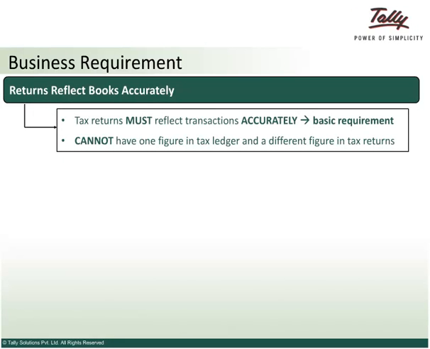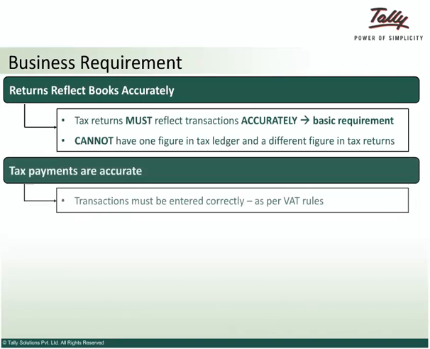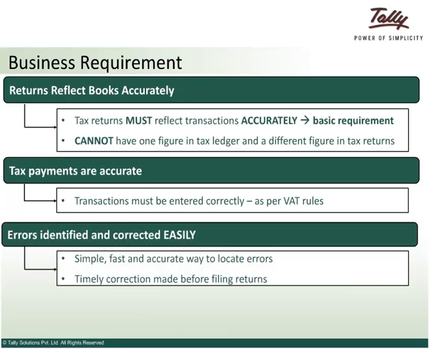Typically, every business would want to ensure that returns reflect books accurately. The tax returns must reflect the underlying transactions accurately. This is a basic requirement. The figures in the tax ledgers and the tax returns cannot be different. Tax payments must be accurate. To ensure that returns are accurate and tax payments are correct, transactions must be entered correctly as per VAT rules. Errors must be identified and corrected easily.